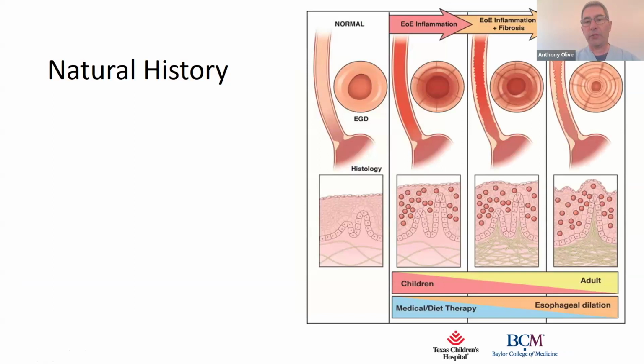So again, the natural history is early on there's an inflammatory process, but over time, onset of scarring can set in and cause even more problems and more risk for esophageal food impactions, which we'll get into in a bit.